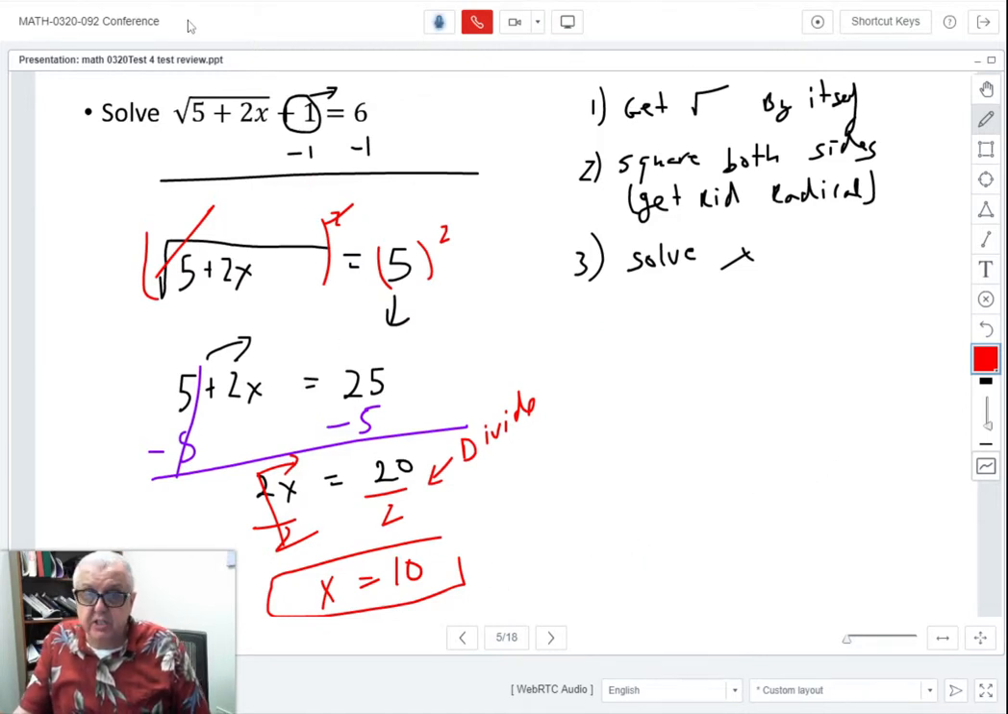Now you can check that answer by plugging it in there. 2 times 10 is 20, 20 plus 5 is 25, the square root of 25 is 5. 5 plus 1 does equal 6, so you can check it.